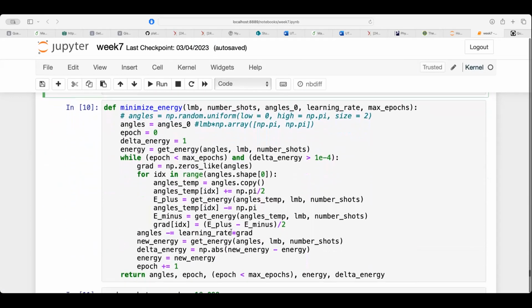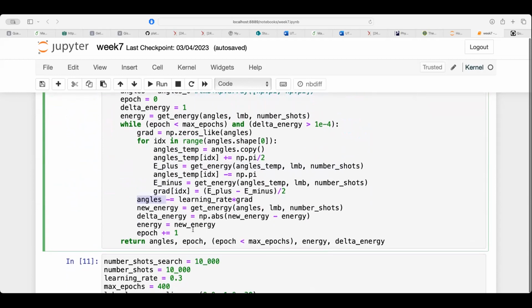And here we are minimizing the energy. So we are running over a given number of iterations. And then we stop when the delta energy is smaller than 10 to the minus 4. That's where we stop. And you see now that we calculate the angles. We calculate the gradients and the plus and minus. So that is my gradient. And then I update the angles, learning rate times the gradients. And then I'm now setting up, calculate the energy, etc., etc.